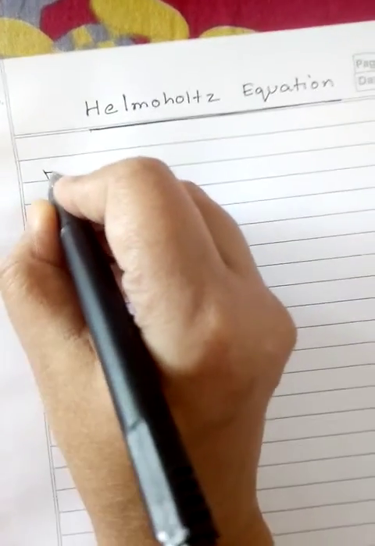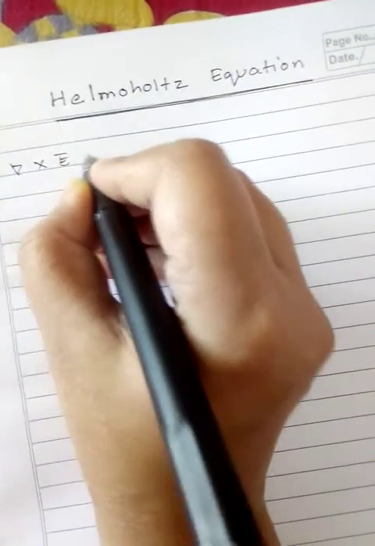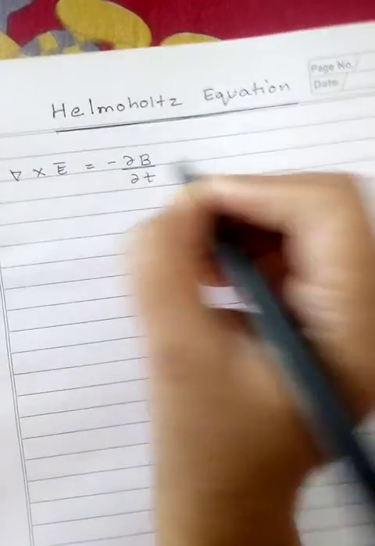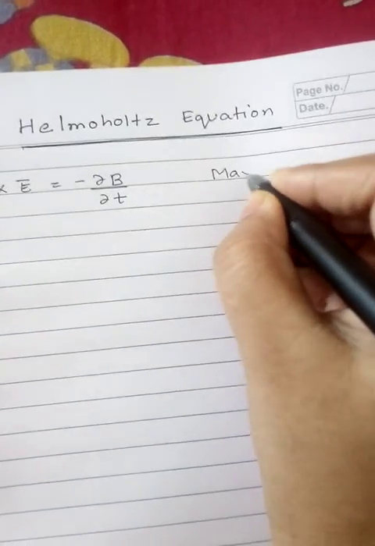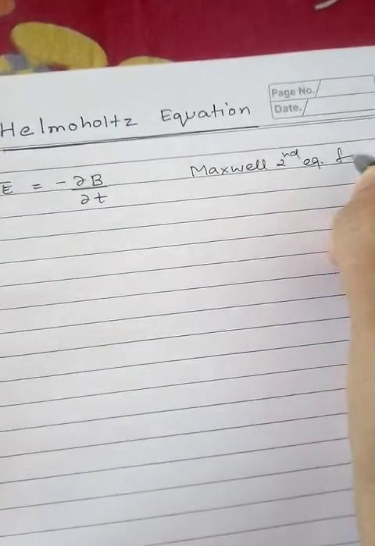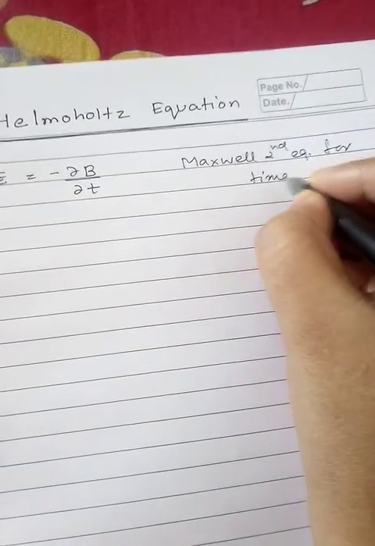Let us start with Maxwell's equation. Del cross E is equal to minus del B by del t. This is Maxwell's second equation for time varying fields.